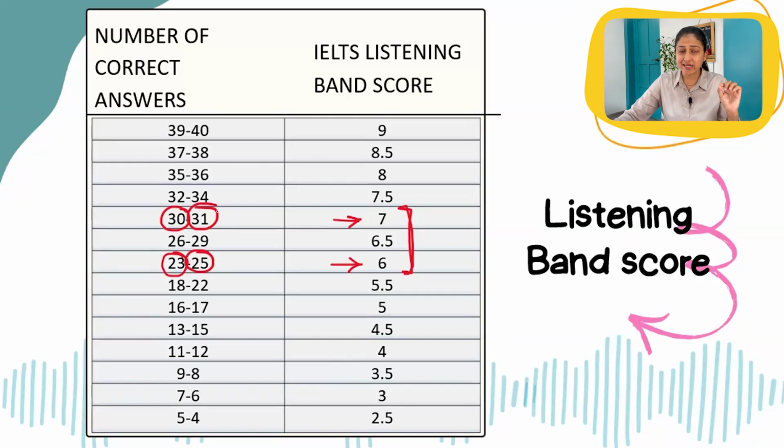Whereas for a general training candidate, the requirement may vary a lot. Sometimes the requirement is just band 4, wherein you have to have minimum 11 to 12 correct answers, and sometimes the requirement is 8 as well, wherein the correct answers should be about 35 to 36, right? So for general training, the requirement may vary a lot. For academic candidate, the requirement mostly is somewhere between 6 to 7. Alright, so far so much is clear?